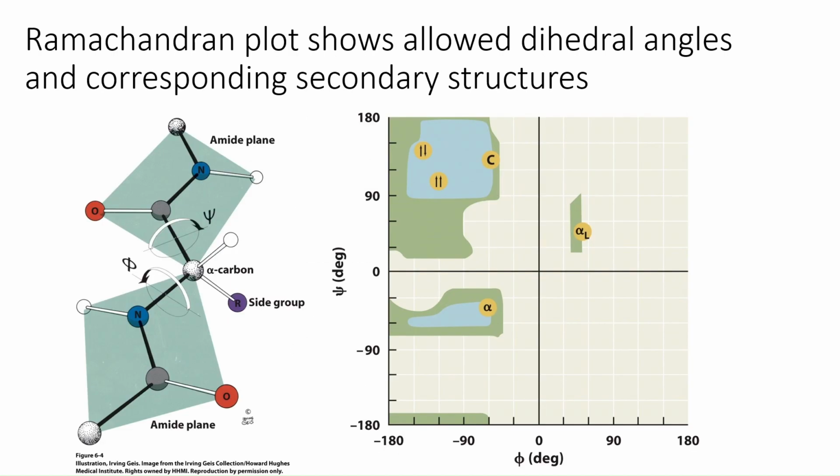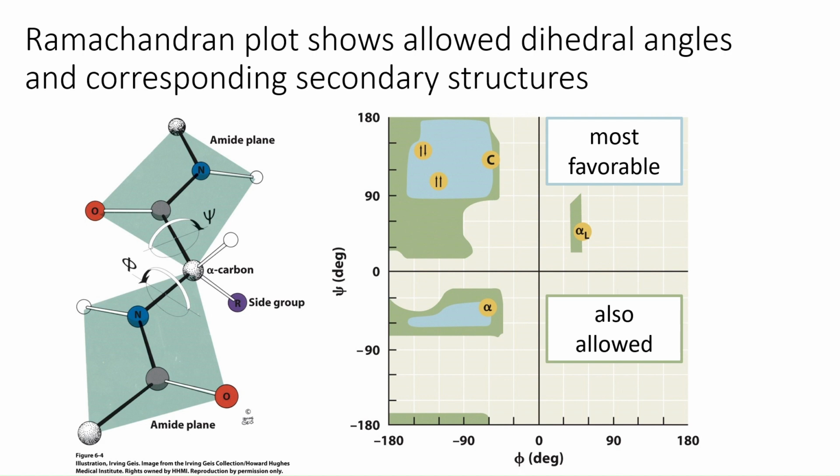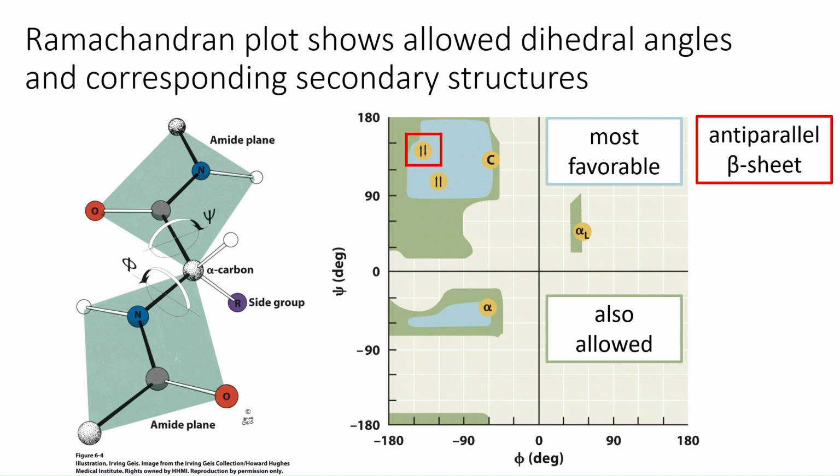Getting back to those allowed dihedral angles, we can draw what's called a Ramachandran plot, which we see here on the right. It shows which dihedral angles are allowed, and it also tells you what secondary structures correspond to that set of dihedral angles. In blue on this plot are the most favorable dihedral angles, and we can see some familiar secondary structures within those blue areas. In green are also allowed dihedral angles that are a little less favorable than the blue ones. Pretty much all of the secondary structures are found within these blue and green islands.